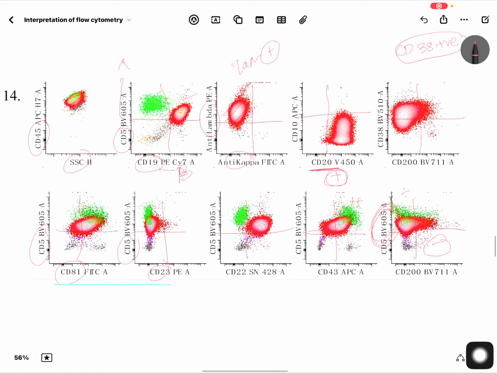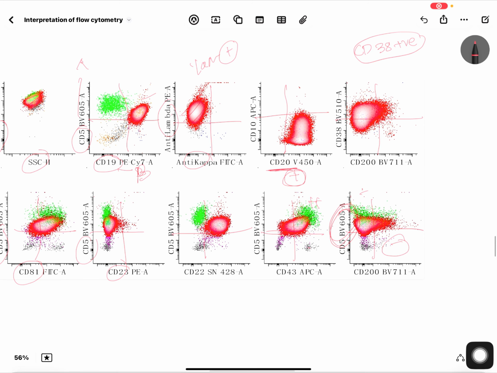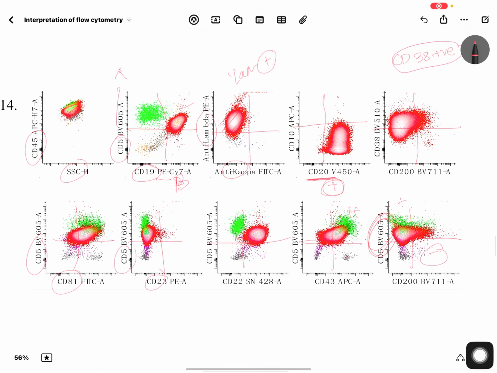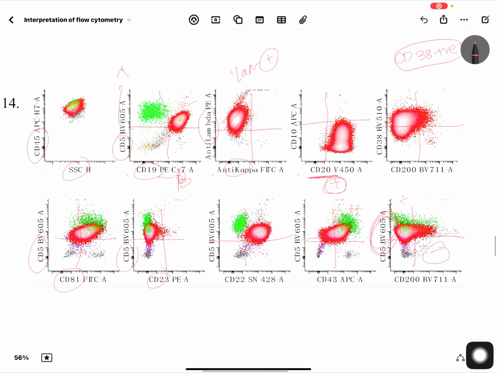So what is the thing here? What are the most important things? I have already told you. Check if you're not understanding. So many markers are given. Check for two categories. First one is what? CD5, CD23, or CD200, or CD5, or CD10. So in which category does this marker fit?